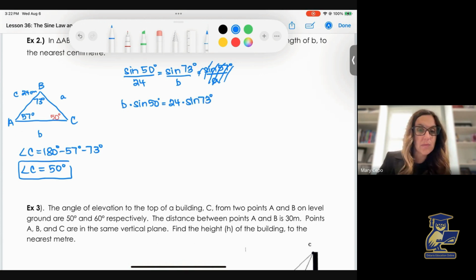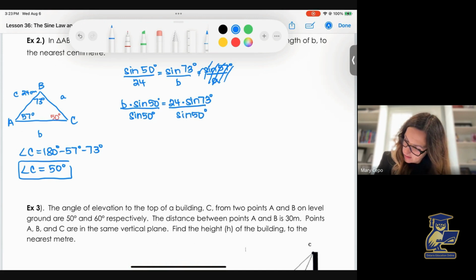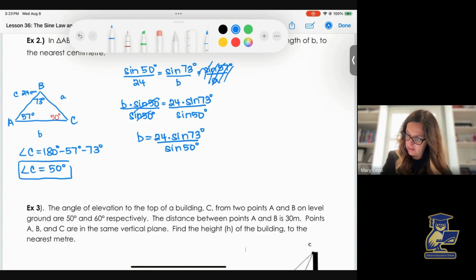So remember, those dots indicate multiplication as well. So we're going to divide this side by sine of 50 degrees. We're going to divide that by sine of 50 degrees. And we're left with B is equal to 24 times sine of 73 degrees all over sine of 50 degrees.